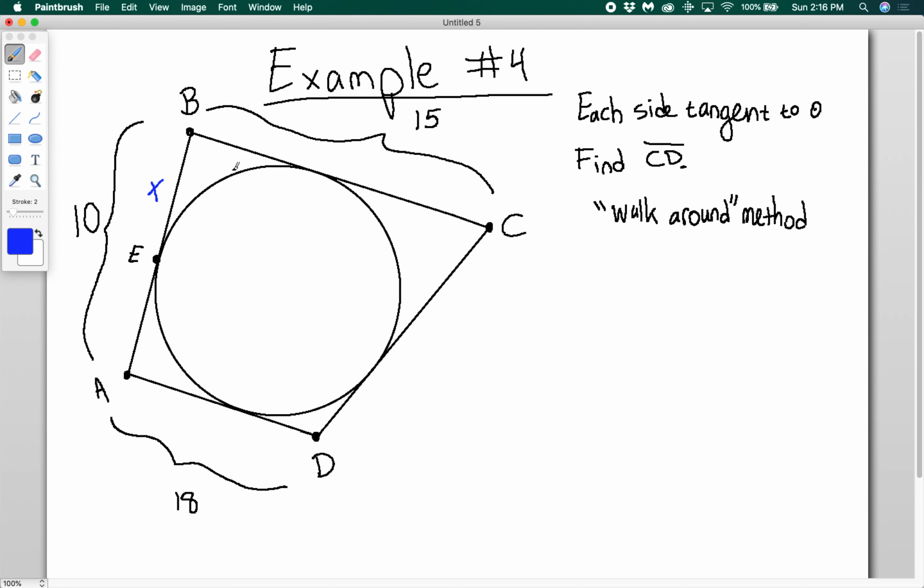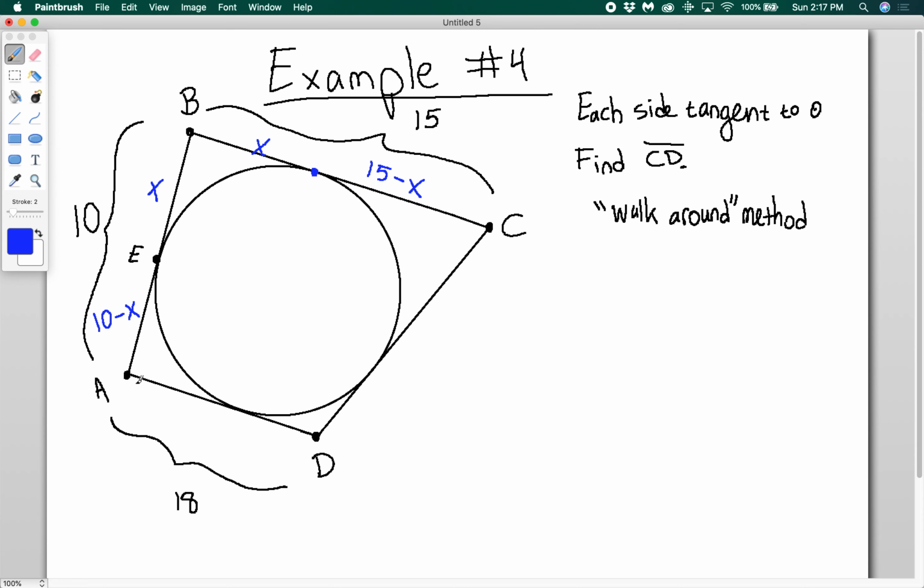Okay. Now, because of my two tangent theorem, I know that the length from B to E has to be the same as the length from B to this point here. So this is also going to be x, since it's tangent at 2 points and they connect to the same point outside the circle. So if this is x, that means E to A must be 10 minus x. Okay. And that means here to C must be 15 minus x.